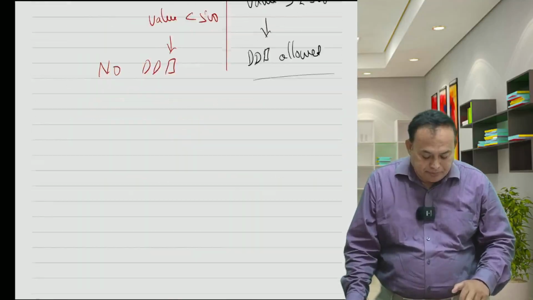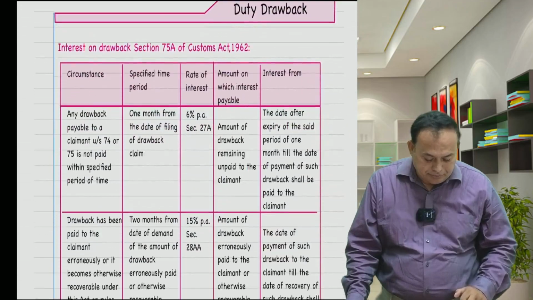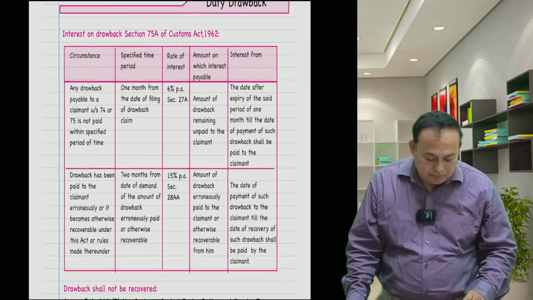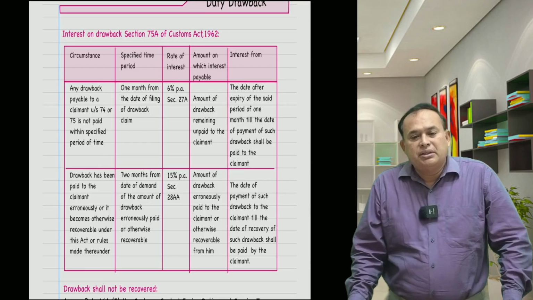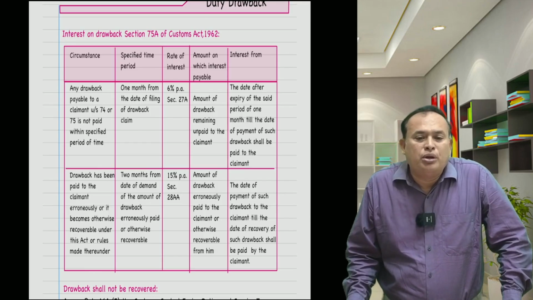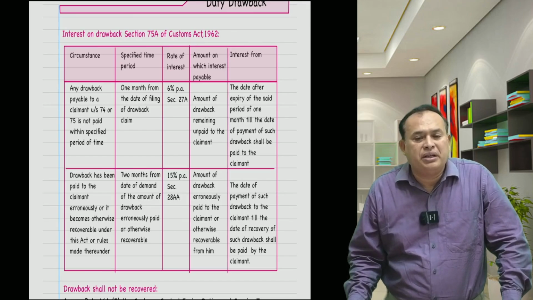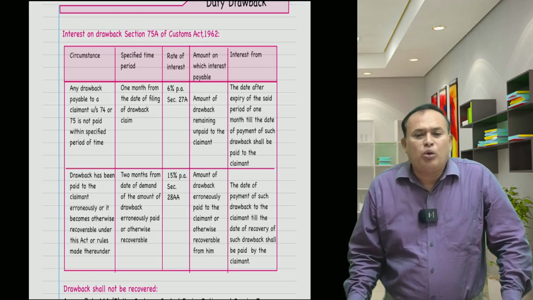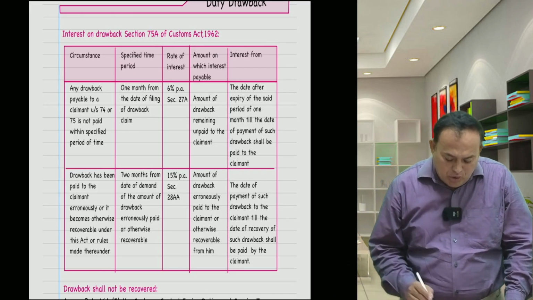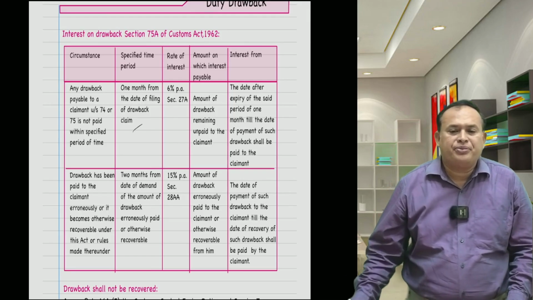Further, interest on duty drawback: when any duty drawback payable to a claimant under section 74 or 75 is not paid within a specified period of time. What is the specified period of time? 1 month from the date of filing the duty drawback claim, the payment should be made.